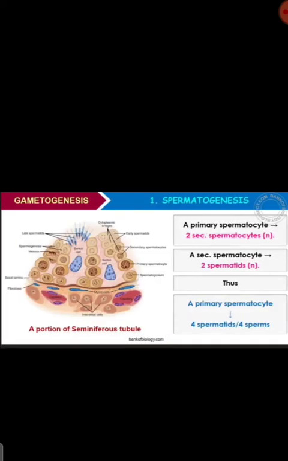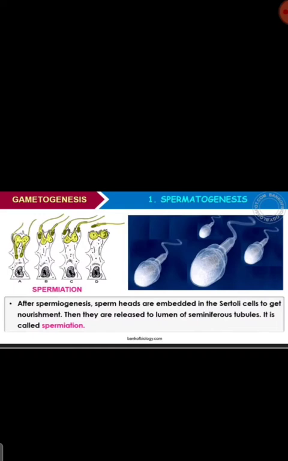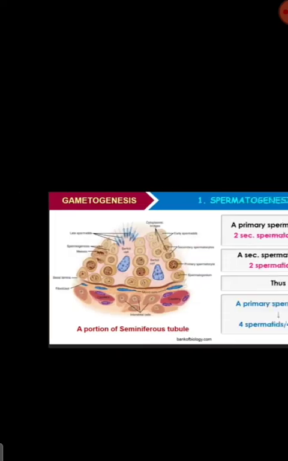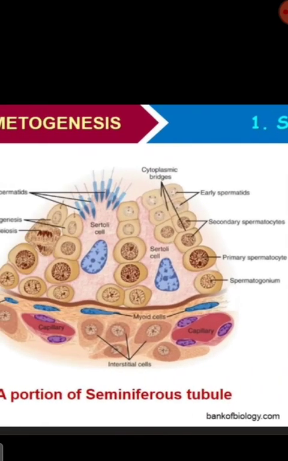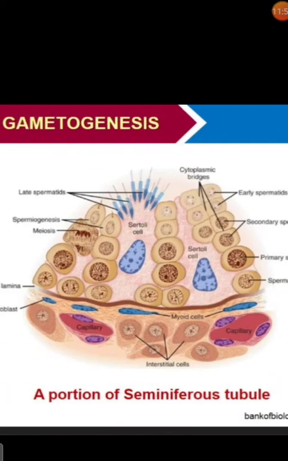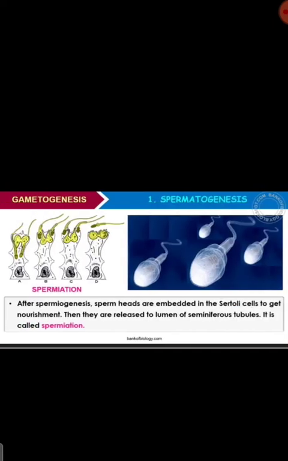So after spermiogenesis, when the sperms are produced, the sperm heads are embedded in the Sertoli cells. As we have studied, Sertoli cells help in nourishment. So the sperm heads are dipped in the Sertoli cells for nourishment. That you have to know. Then they are released into the lumen of the seminiferous tubules. This we call spermiation.